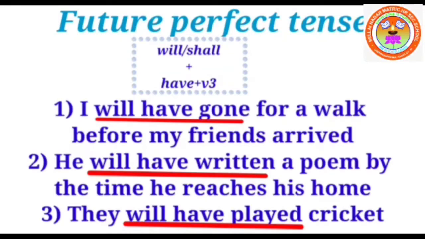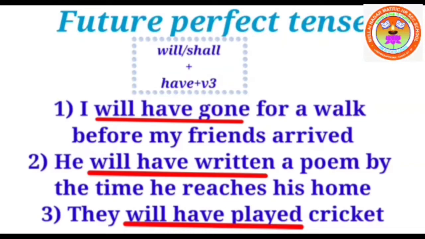I will have gone for a walk before my friend's arrival. Will have gone. The verb is will have gone. Will have is future, gone is V3. So future perfect. Then he will have written a poem by the time he reaches his home. Look at the verb will have written. Will have is future, written is V3, perfect. So future perfect.